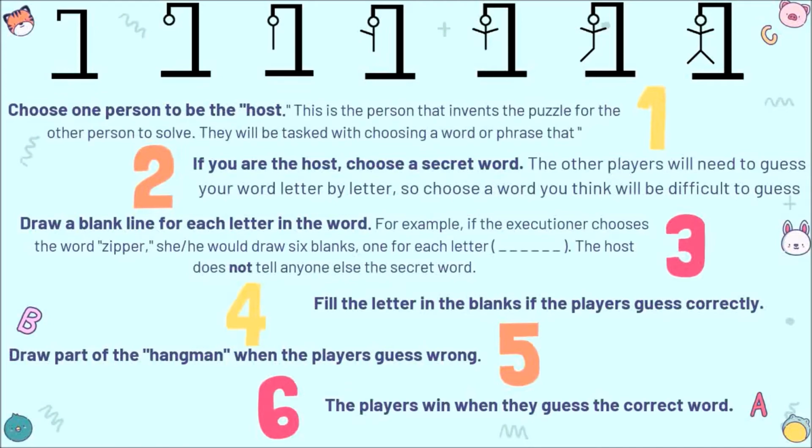The next, draw part of the hangman when the player guesses wrong. At last, the player wins when they guess the correct word.